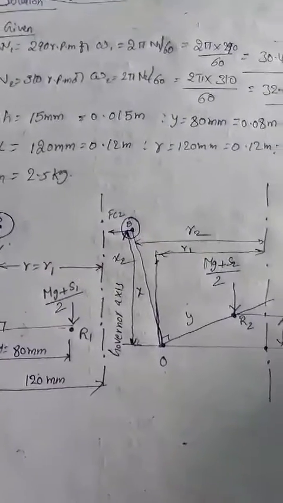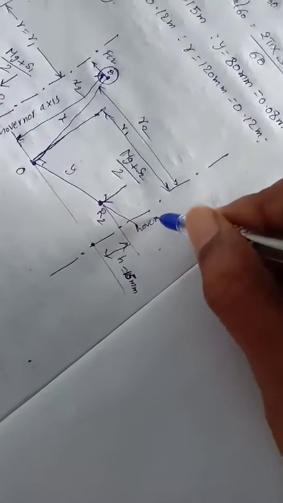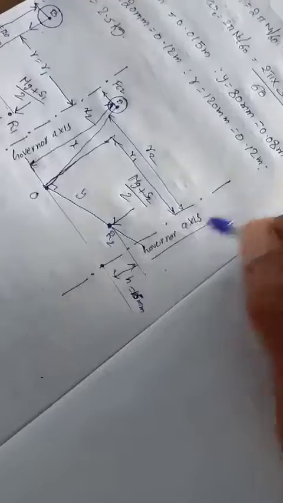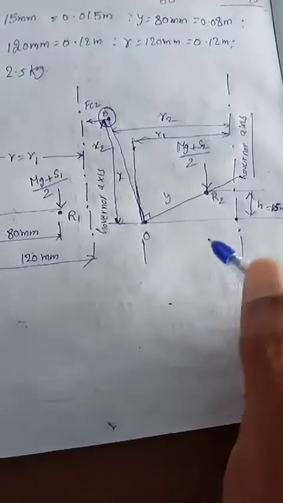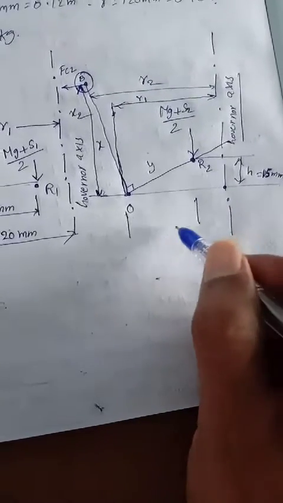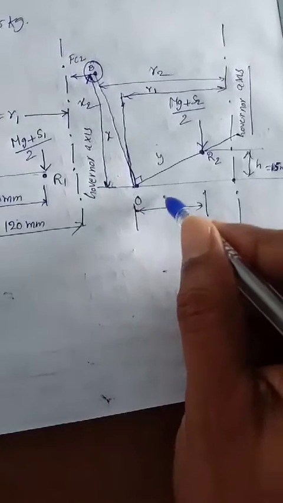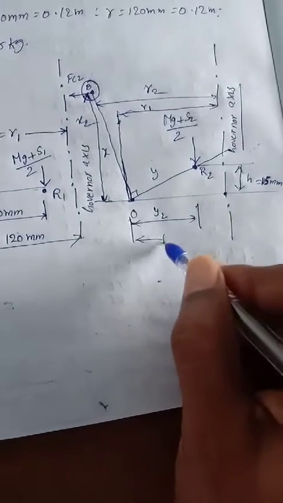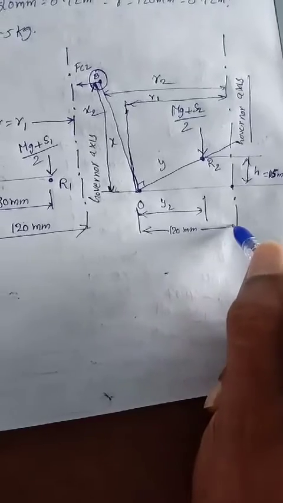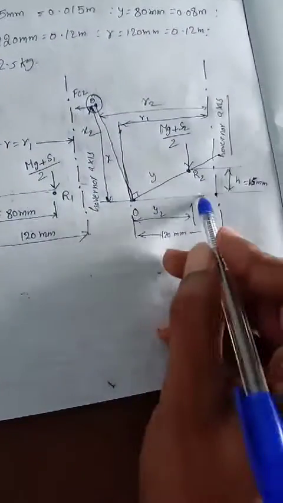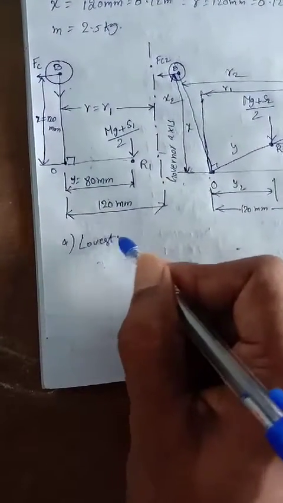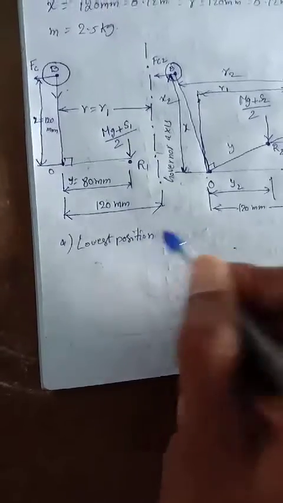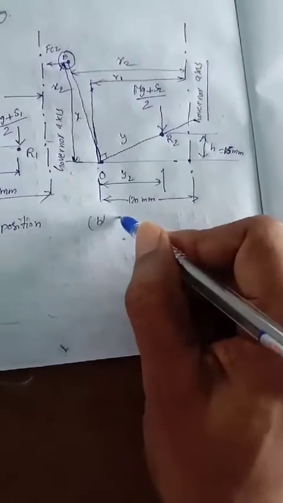Okay, so this is the totally given data, and now here I put the governor axis. This is the governor axis. Now here to here the distance is y2 and this is 120 mm. This is fixed for both. Okay, and now this is the lowest position, and now this is the highest position.